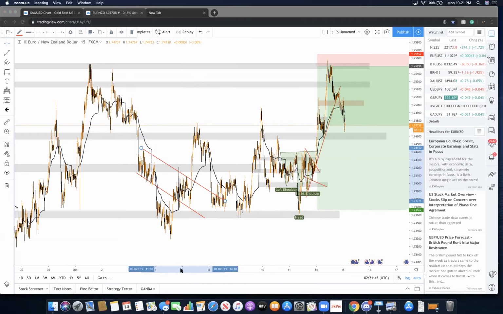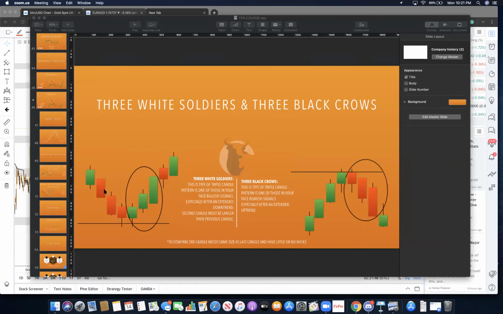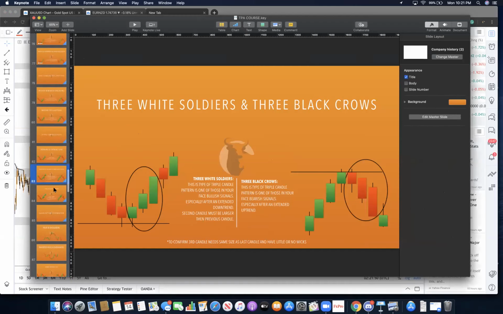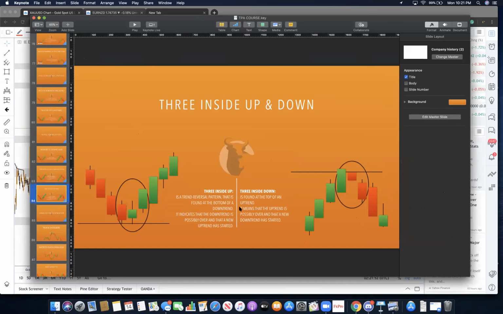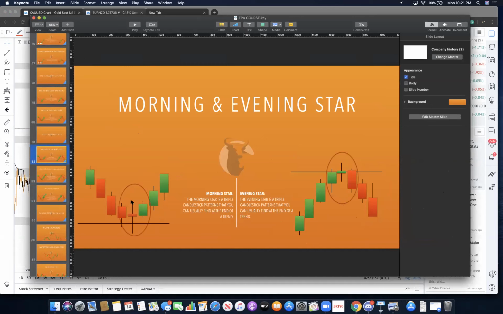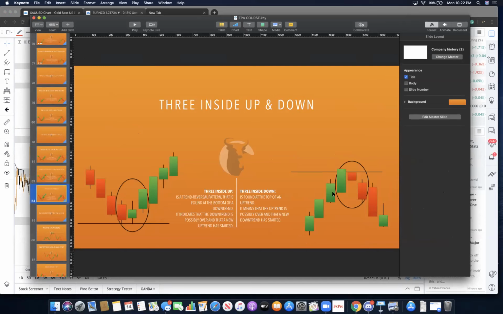Okay, so the difference between a 3 inside up and 3 inside down, and a morning star and evening star pattern, is that in the morning star and evening star, the second candle is either a spinning top or a doji. On the 3 inside up or down, it's either a short body, it could be a long body, it could be more. Just the third candle has to engulf the previous candle. Does that make sense?